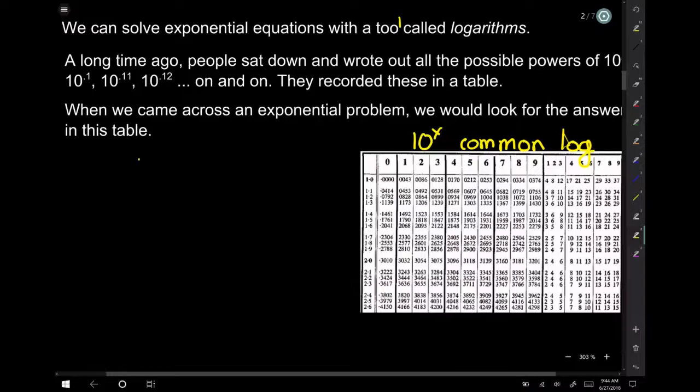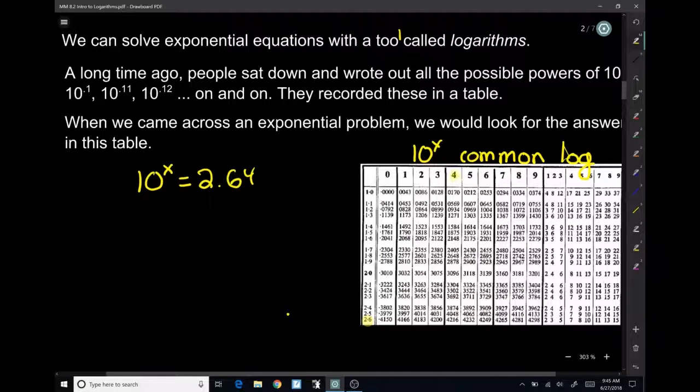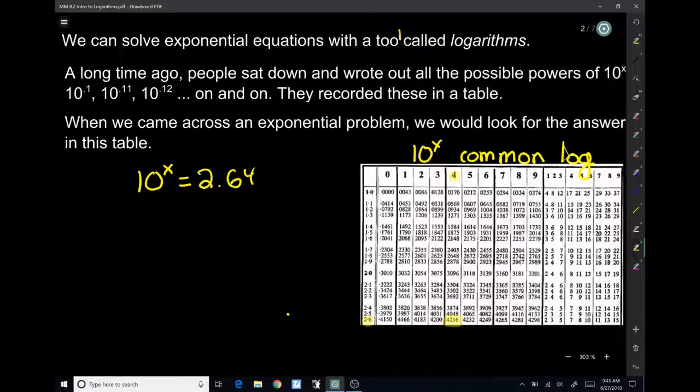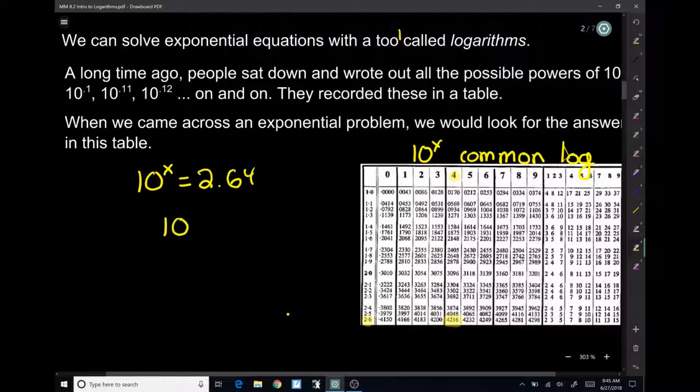Let's say we had the question 10 to some power equals 2.64. Using our chart, we'd say, okay, here's 2.6 and here's 4. So this right here is 2.64. This is saying at this point 10 to the 0.4216 equals 2.64.